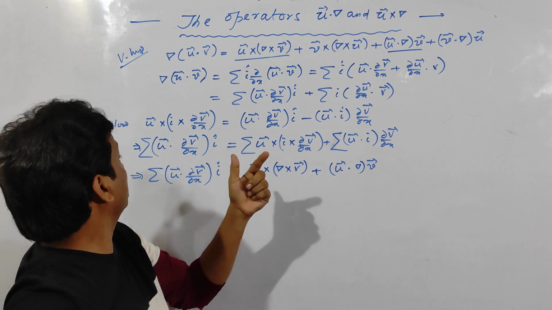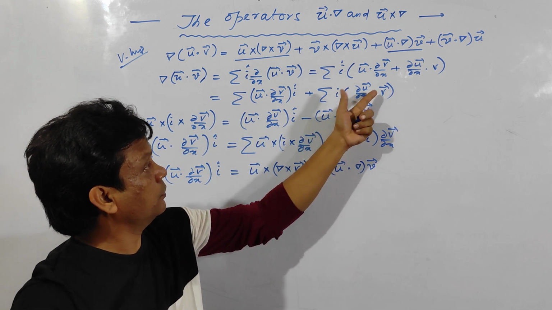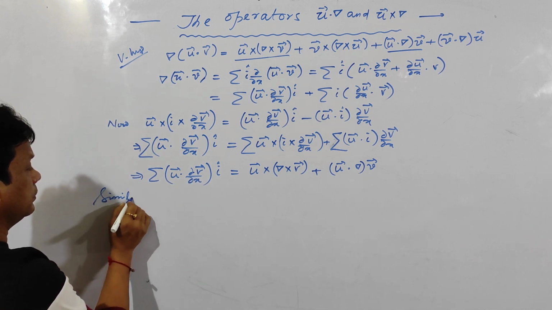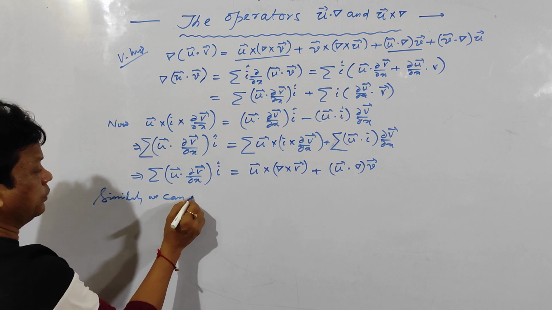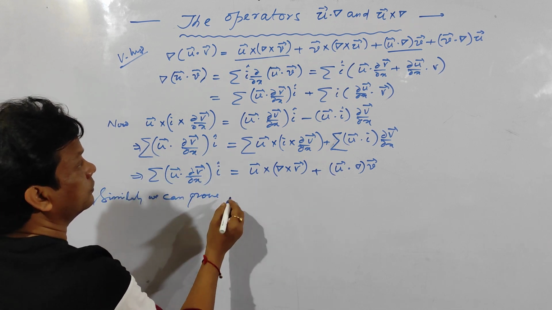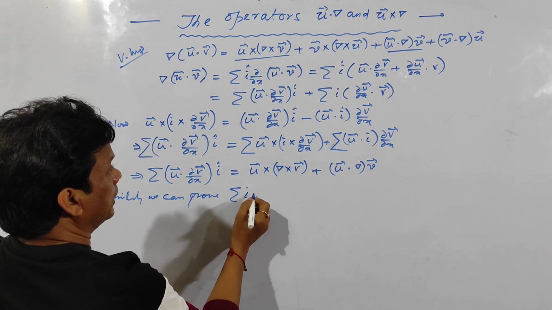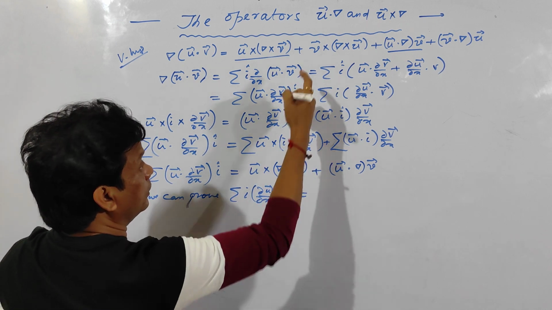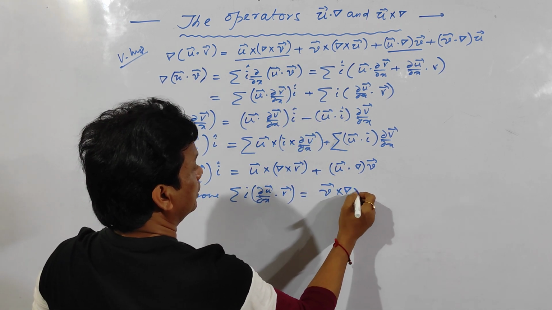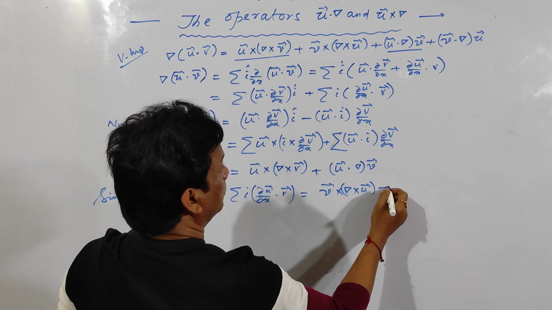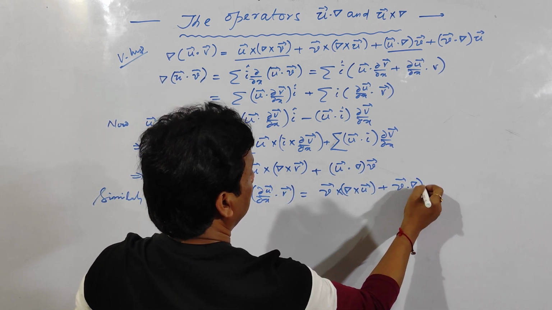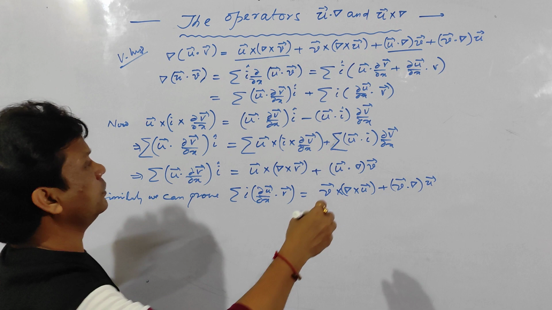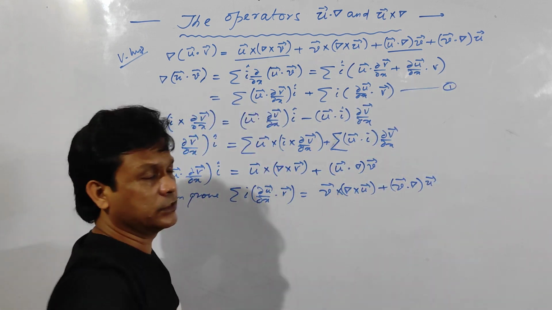Similarly, from this factor we will get the other two. Similarly, we can prove this one: summation i del v by del x dot v is equal to v cross del cross u plus v dot del of u. Hence, putting these two values in equation 1, we will get the result.